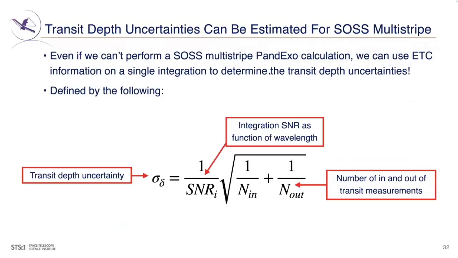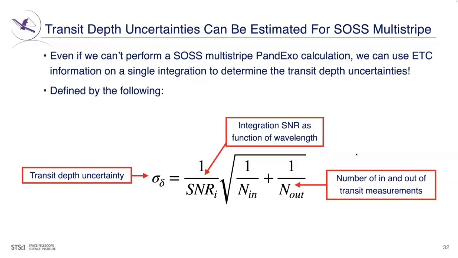This requires some understanding of how to estimate transit depth uncertainty. In this case, we can imagine the transit as a simple kind of box cutoff in the light curve, in which case numerically we can estimate the transit depth uncertainty as 1 over the signal to noise for a given integration. That tells us how many points in the light curve we have, multiplied by this factor, which includes the number of in and out of transit measurements.